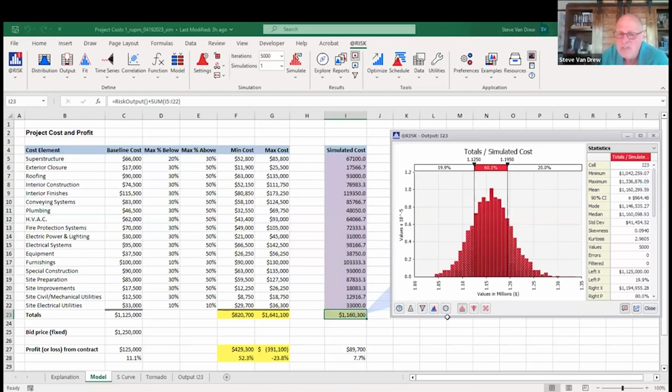The sum of the means, sure enough, is right there where I thought it would be if I add all 18 means together. That's the central limit theorem at work. And then there's all kinds of other things going on.